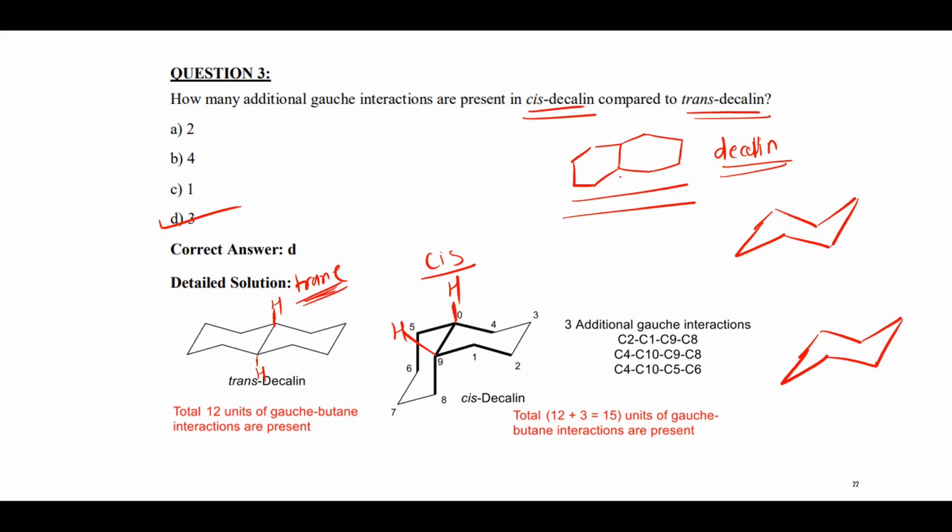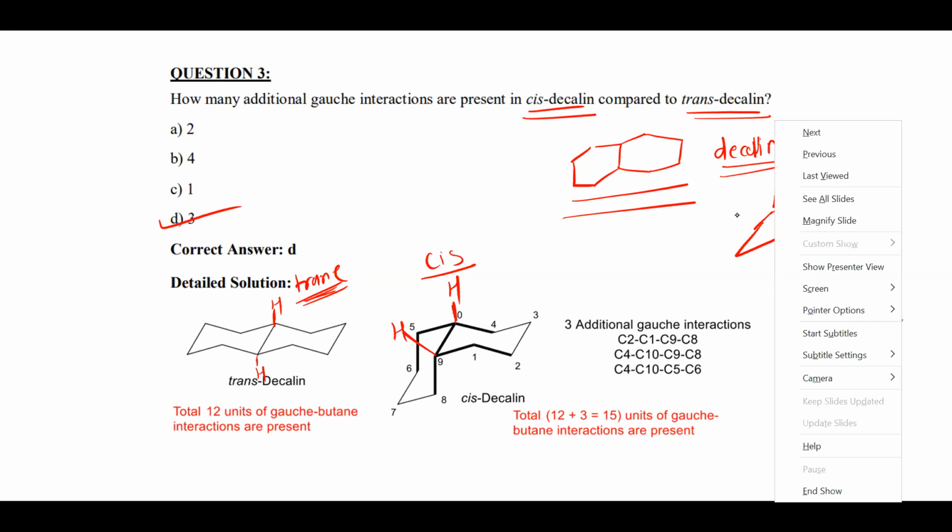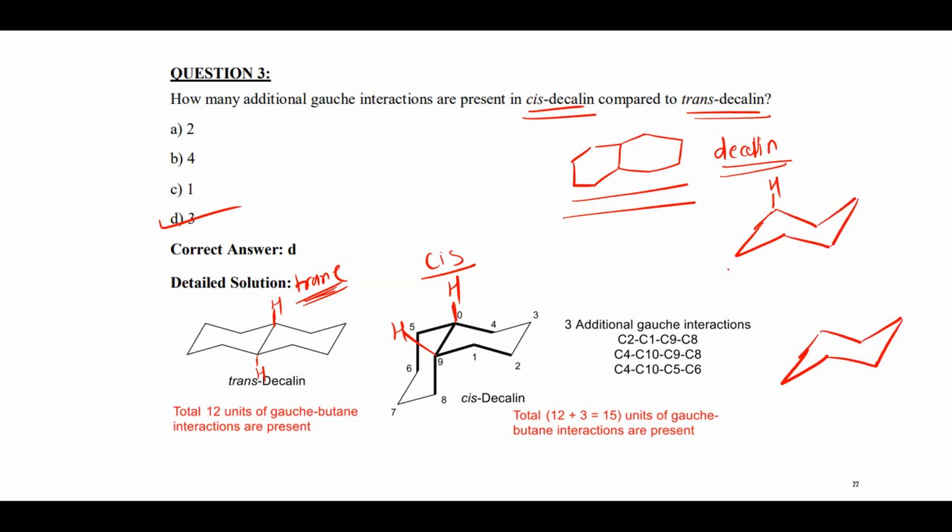While drawing the structure of decalin, always draw one cyclohexane in the chair form. Then if you want to draw the trans-decalin, let's say here draw the hydrogens. So this is the hydrogen, this is the hydrogen, and complete the remaining cycle. So here, if you try to complete this remaining, how will it be? So this is the trans-decalin.